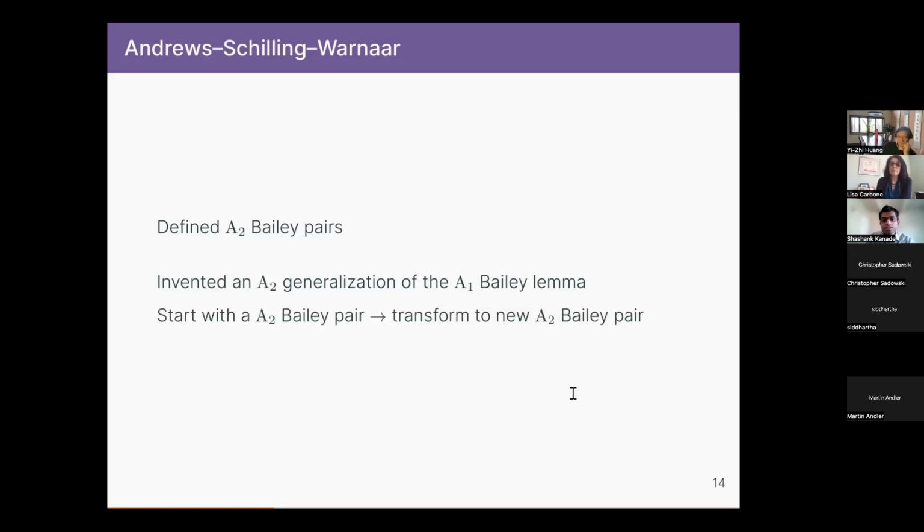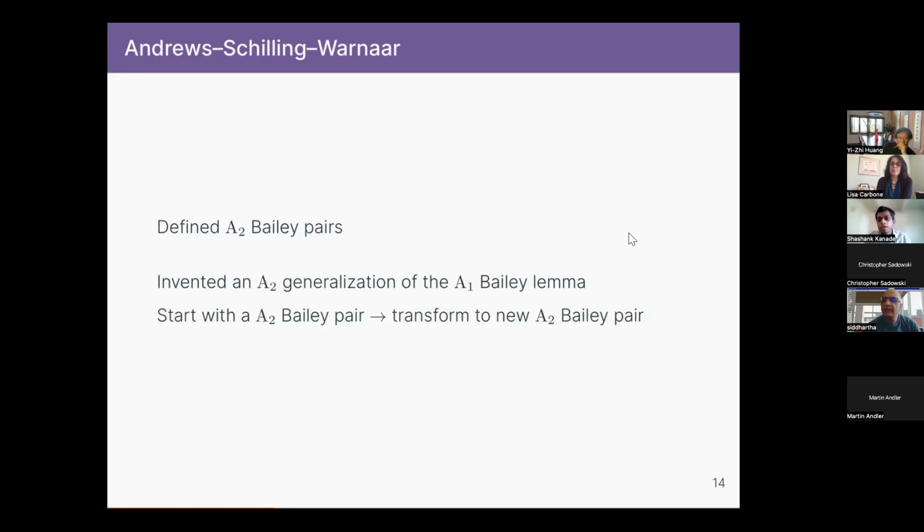What it does is, starting with an A2 Bailey pair, you transform and get a new A2 Bailey pair. I should mention that the A1 Bailey pairs have been incredibly useful in understanding characters of various things that are essentially rank 1 phenomena. Like you can understand SL2 characters, Virasoro characters, N=1 super Virasoro characters, and they all somehow fall down to the A1 Bailey lemma because they are rank 1 phenomena, or affine rank 2 if you want to count the affine node. But anyway, so they did A2.